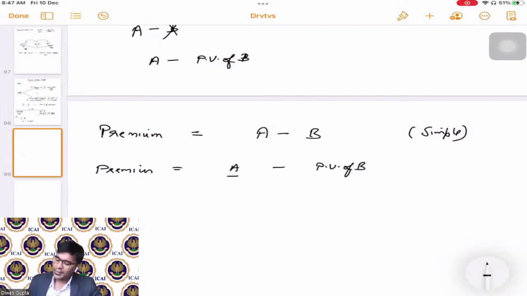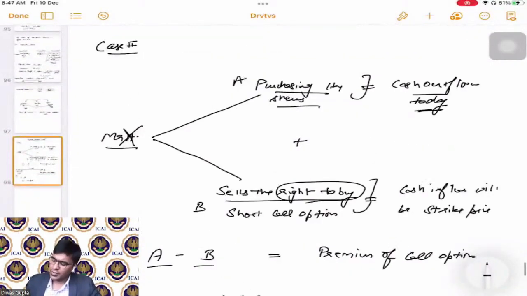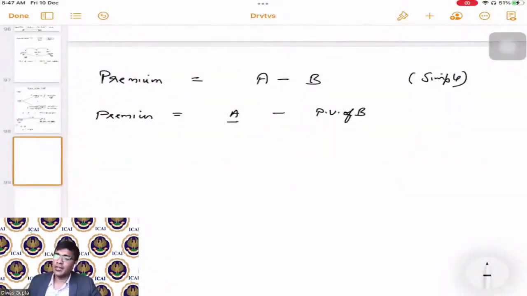Now, what is A? If we elaborate it further, it is the purchase price of equity share. Correct? A is the cash outflow today, which is purchasing the shares, right? This is the purchase price of equity share. Now, if it is the purchase price of equity share, can I write this like this? Spot price minus present value of, what is B? The strike price.